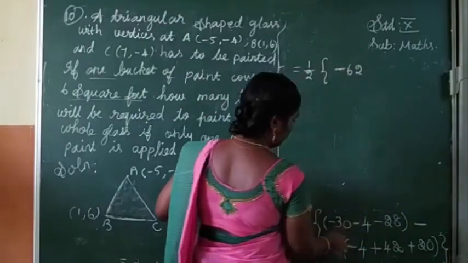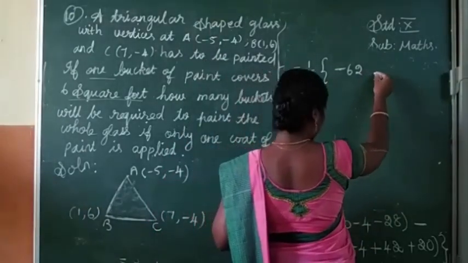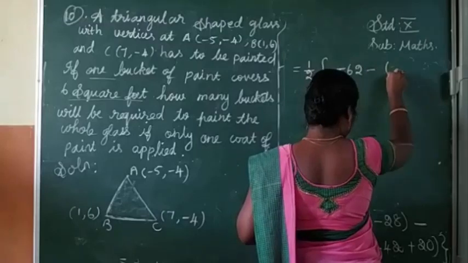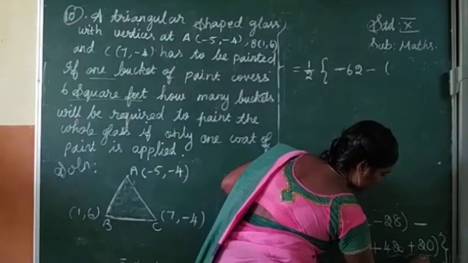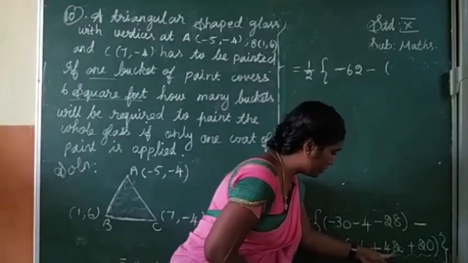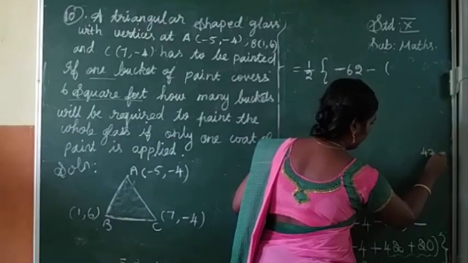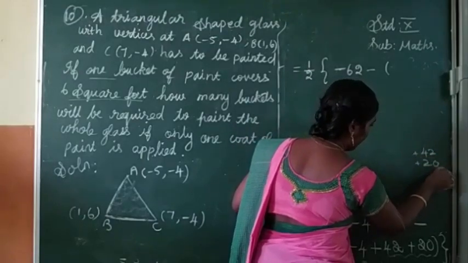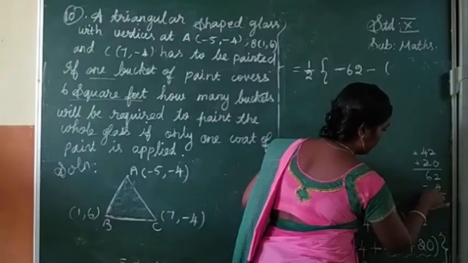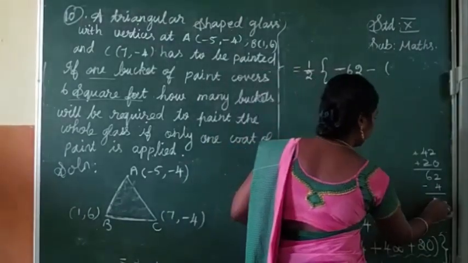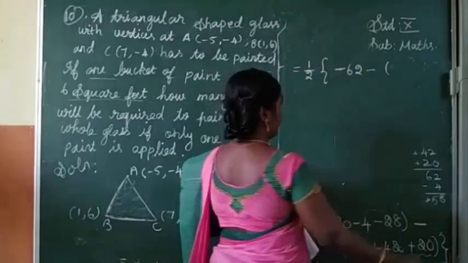See, here all the numbers have the minus sign, so the answer will also have a minus sign. Then put the formula minus. See, this is a negative sign, these two are positive signs. So first you have to add the positive sign values. So 42 plus 20, both are positive. If you add, you will get 62. This is a negative sign. So if you subtract, you will get the answer 58. The bigger number's sign is plus, so you will get plus 58.